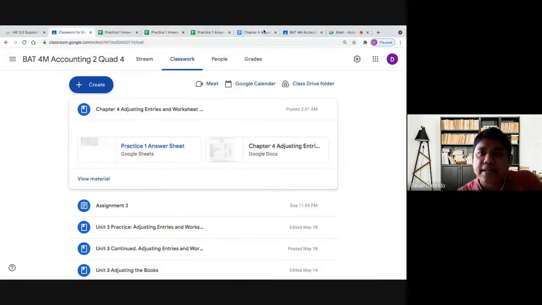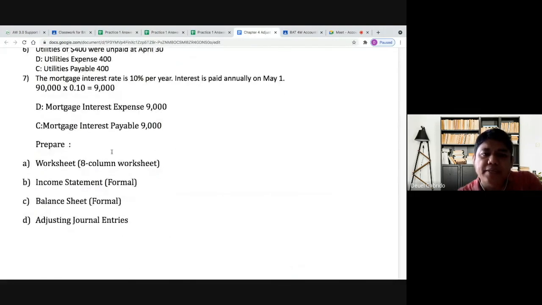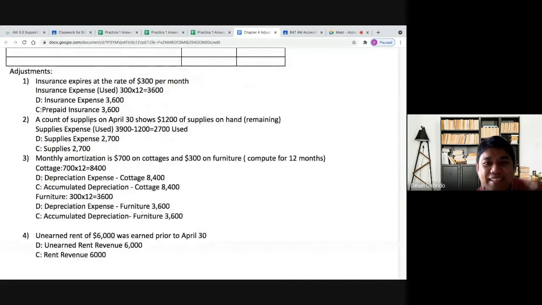Where is our classwork again? Okay, so we did the worksheet. We did letter B, income statement. We did letter C, balance sheet. And letter D is your adjusting journal entries. Do you notice, guys, that at the beginning, I wrote down the adjusting journal entries already. Everything is here, debit, credit. So what I need to do is just copy them. All right, so let's see what I have in my record.